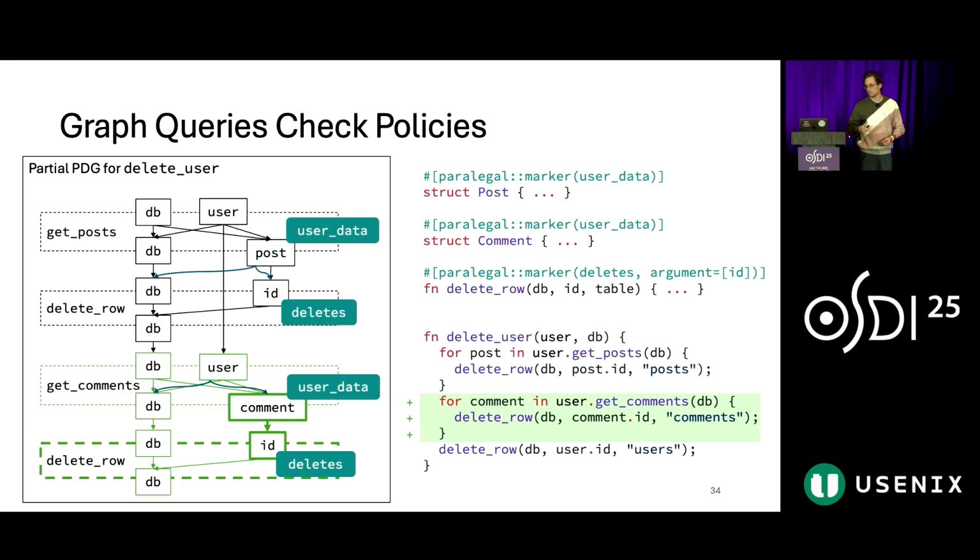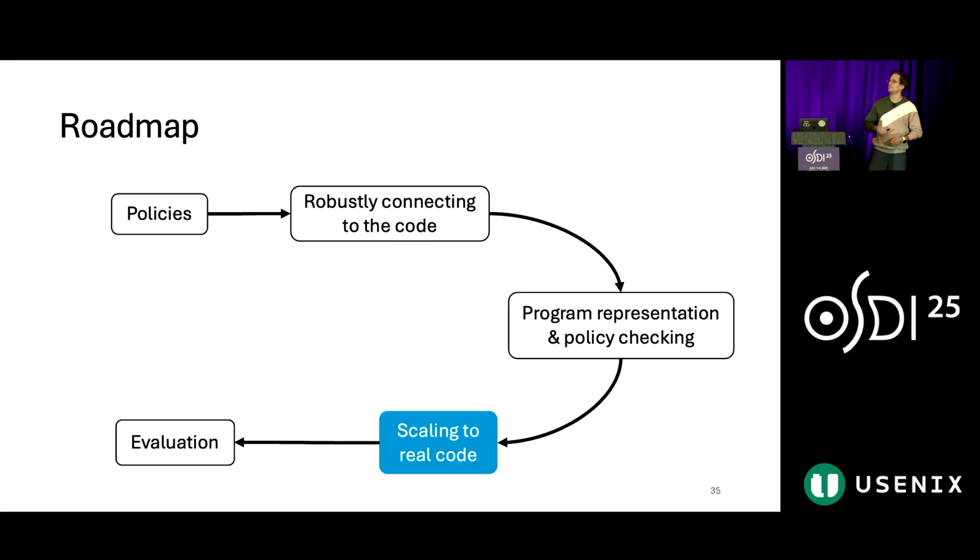Now, in real applications that are not just 4 lines of code, the PDGs get a lot bigger. And so it's a lot more expensive to check them. So I'm going to show you how Paralegal actually wrestles with those large PDGs.